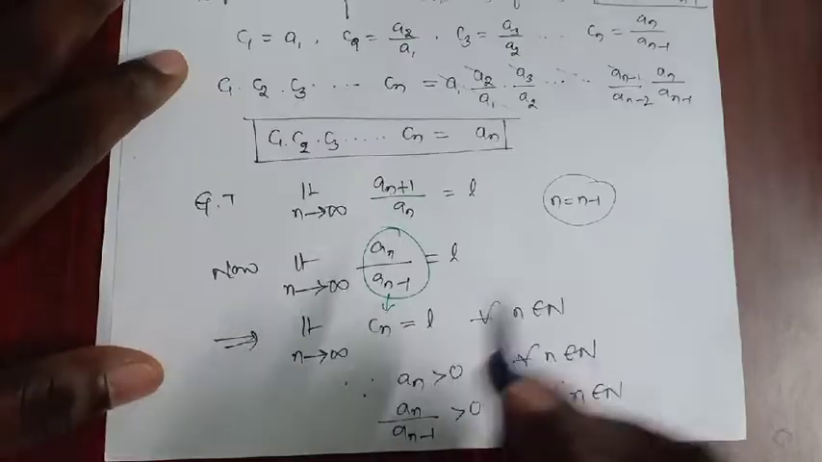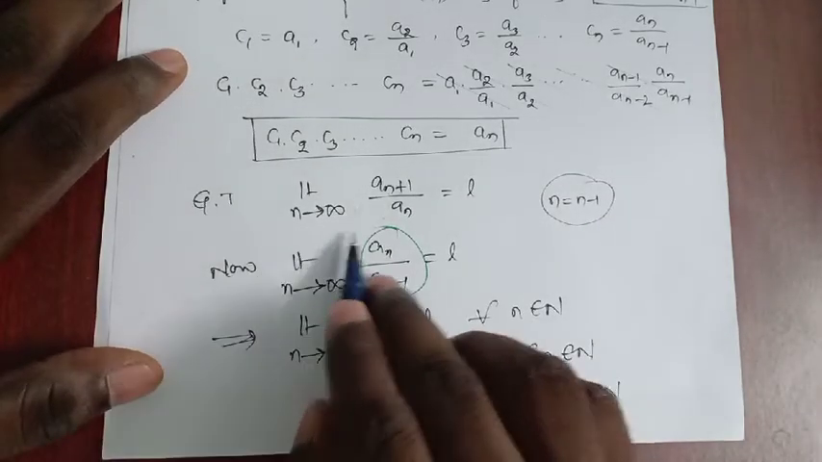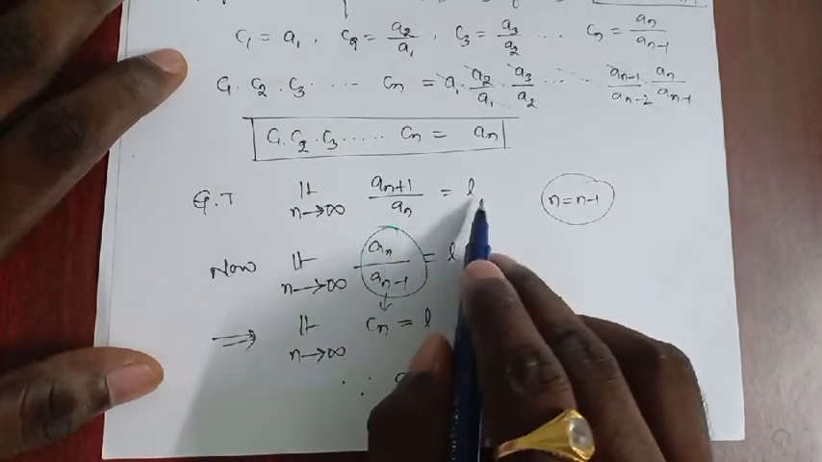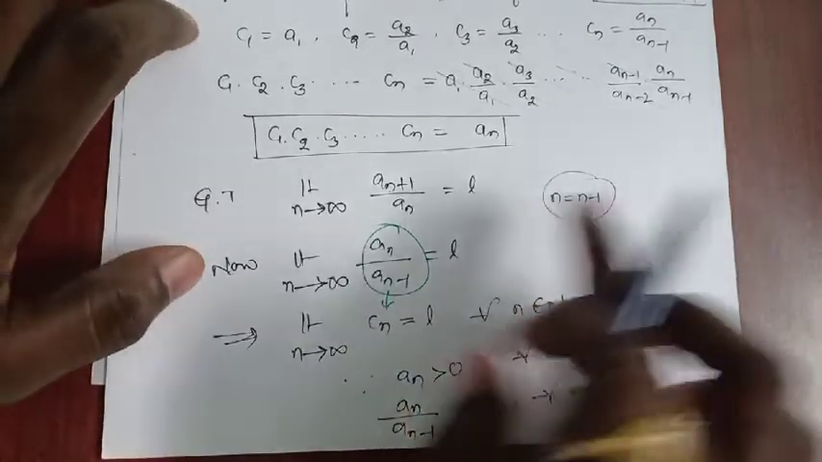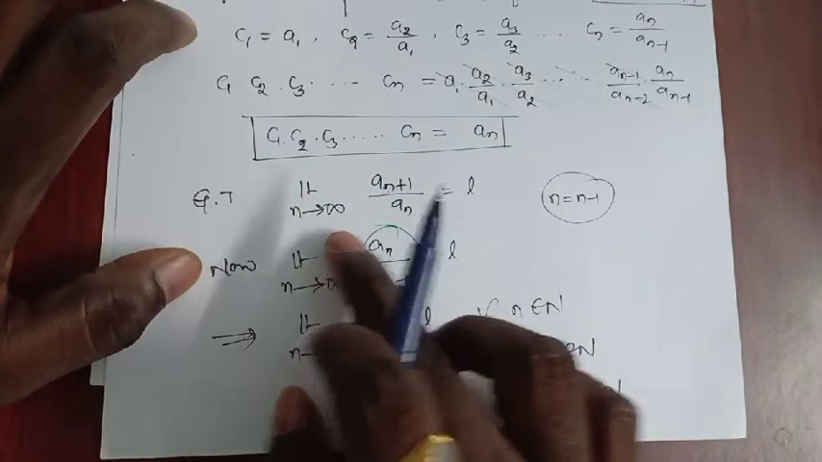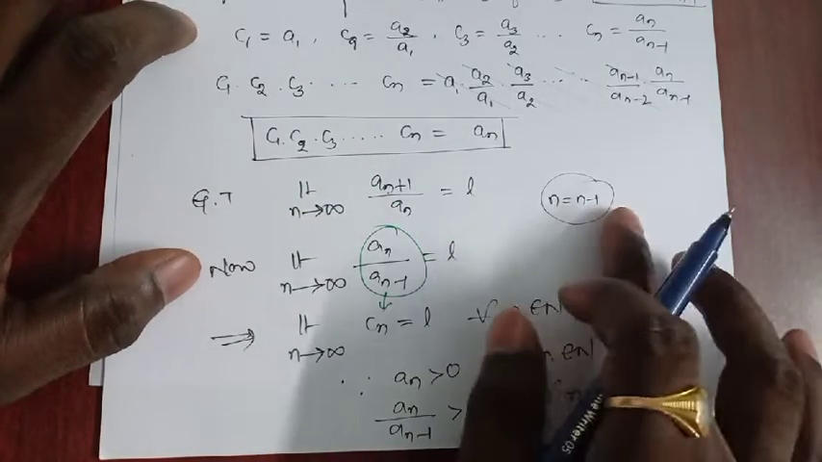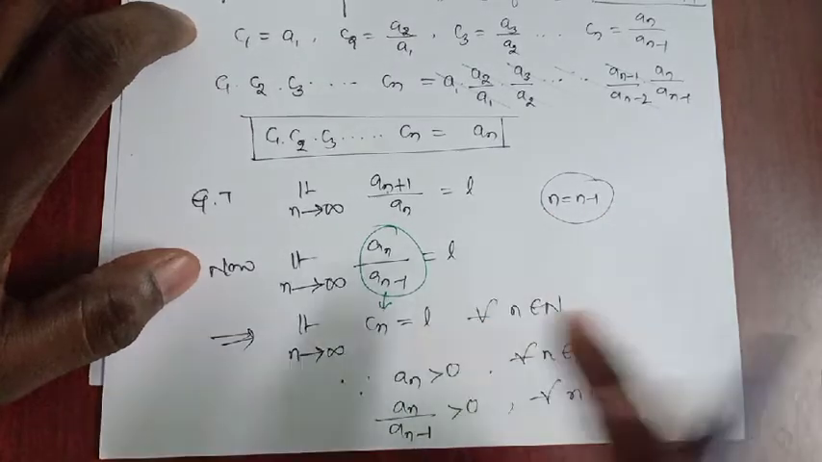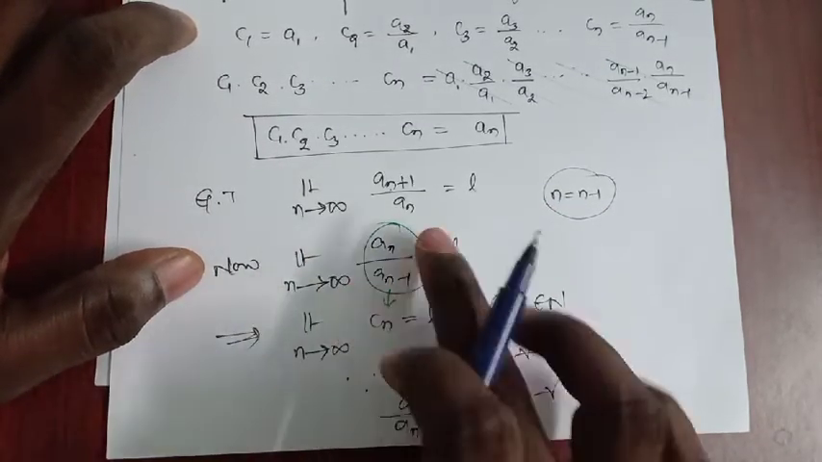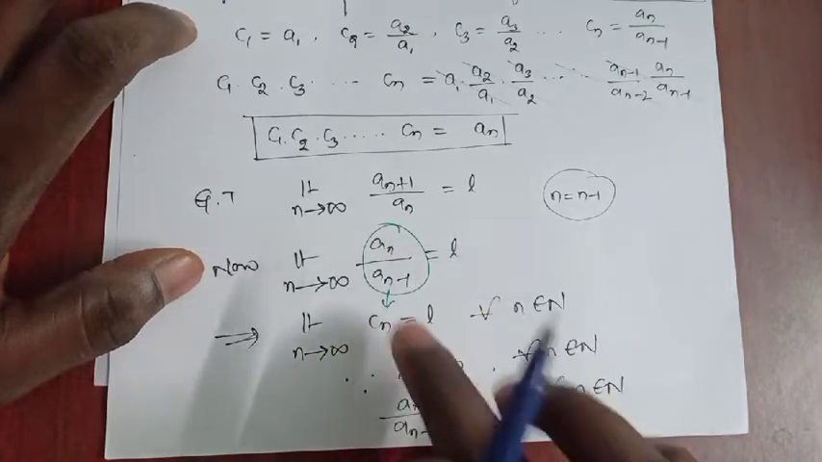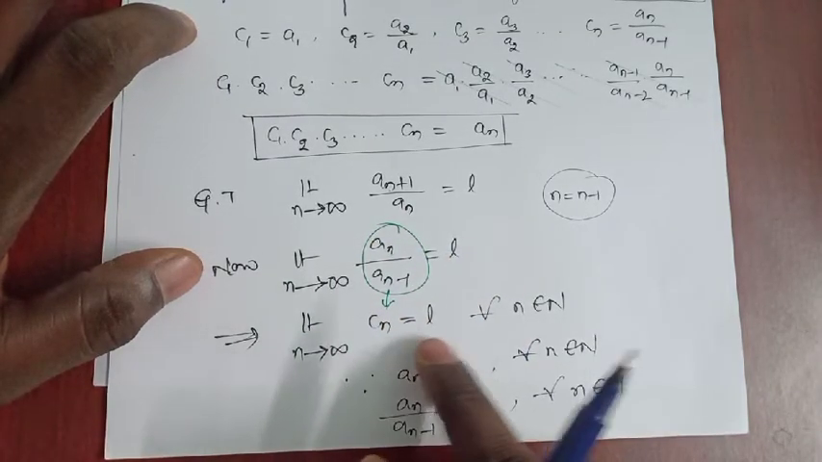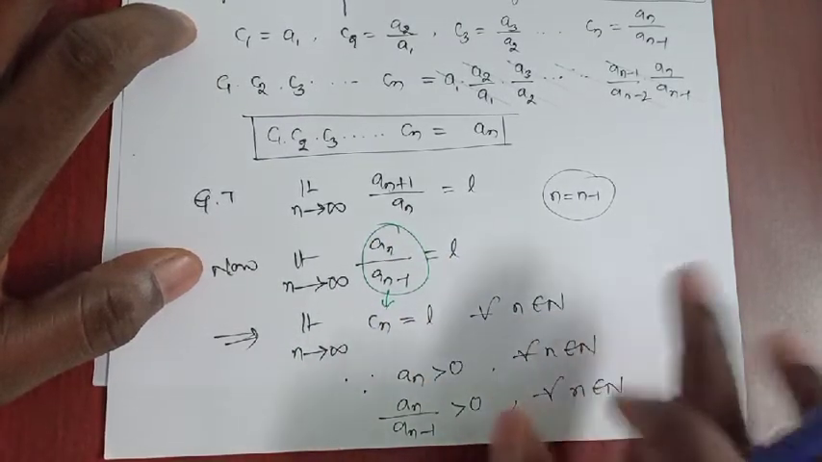Then what is given: limit n tends to infinity, a(n+1) by an equal to L. Now replace n with n minus 1. No problem, since as the n value approaches infinity, n equals n minus 1. So limit n tends to infinity, An by An minus 1 is also equal to L. An by An minus 1 is what? Cn. So limit n tends to infinity, Cn is equal to L for all n belongs to N.